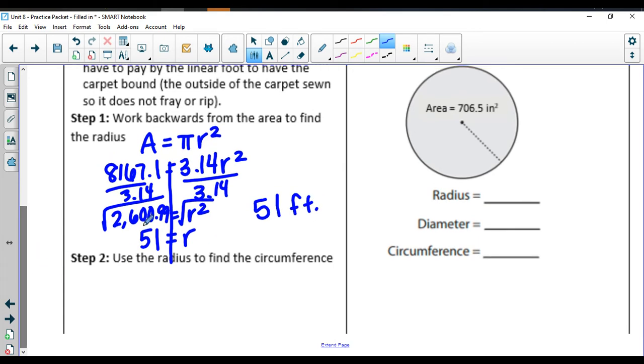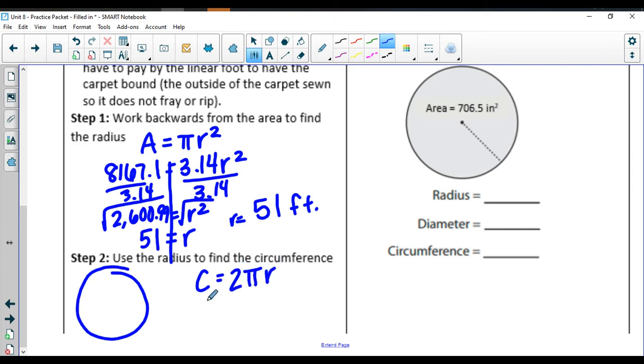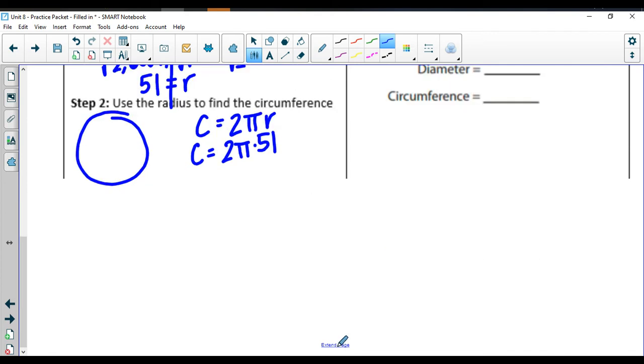So now it says use the radius to find the circumference. So we're going to be putting the binding on the outside of the circle. So it's going to go around the outside. So circumference is equal to 2 times pi times the radius. So we're going to be doing 2 times pi times 51. So if I'm keeping this in terms of pi, I'm going to have 102 pi. But because I'm actually getting this done, I'm probably going to want to have the decimal version. So if I multiply by 3.14, I get 320.28 feet then for the circumference.